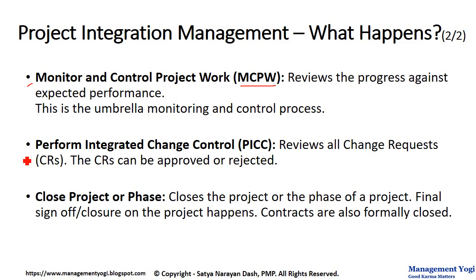Our next process is perform integrated change control, or the process of PICC, pronounced as PIC. This process reviews all change requests, or CR. The change requests typically come most of the time from the M&C processes and most of the executing processes. It is also possible the CRs can come from other processes as well. And all these CRs act as input to this process of PICC, where the change control board is sitting. The change control board might approve the CR or reject the CR.